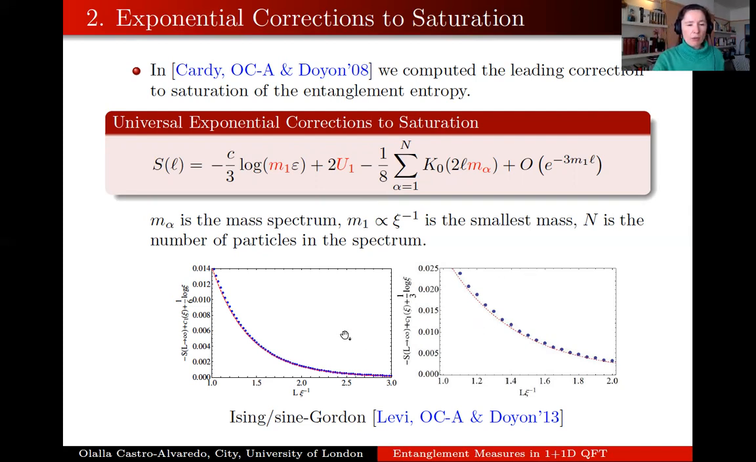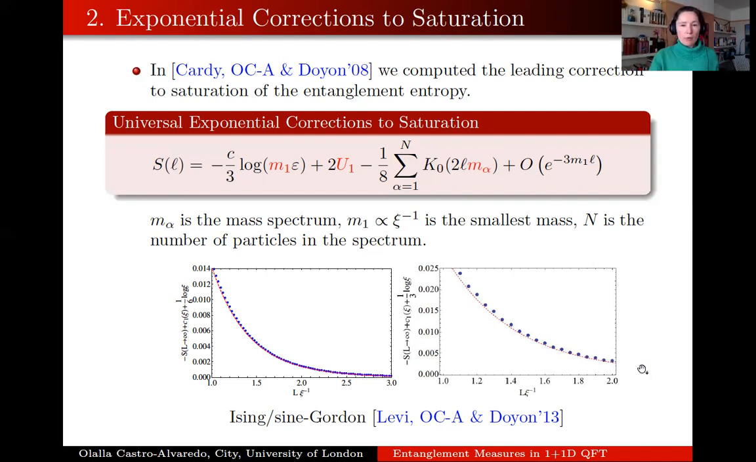Here we have 2 pictures. One of them we saw earlier. So if you look at the entanglement entropy of a gapped system and subtract the saturation value, what is left should be these exponential corrections. And they can be detected numerically. In Ising, they can be detected very precisely. But even in the Sine-Gordon model, so in the XXZ quantum spin chain, in a particular limit where we get Sine-Gordon, we can also find quite precisely these Bessel functions.